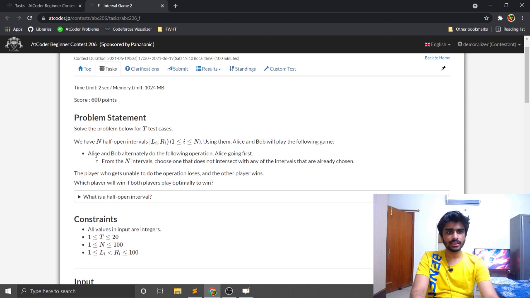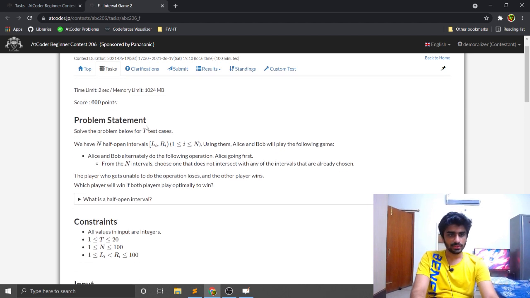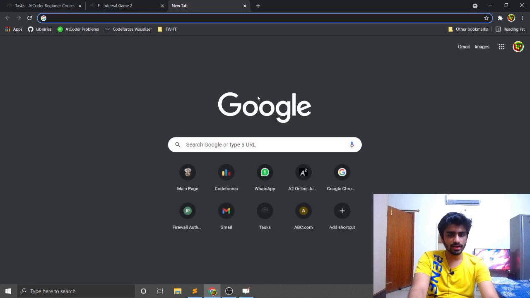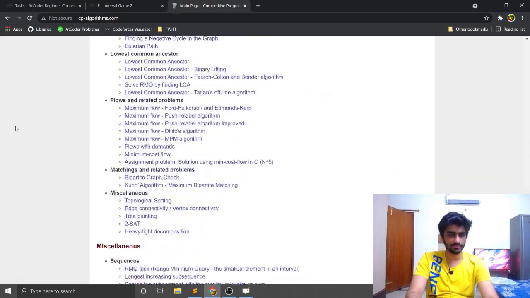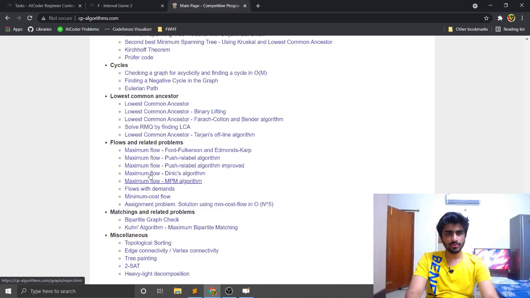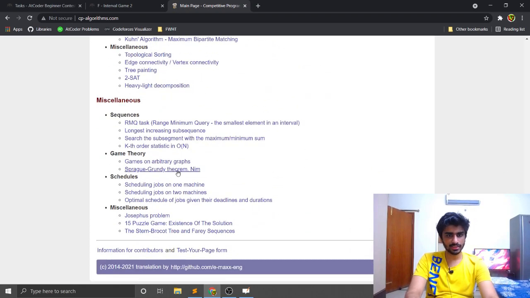That was problem E, and now we have problem F. This one is also a little tough. I think this is actually a lot tough. For me, it was not that tough because I know this theorem called the Sprague-Grundy theorem. Obviously, I'm not going to teach that here, but that's something you need to know.